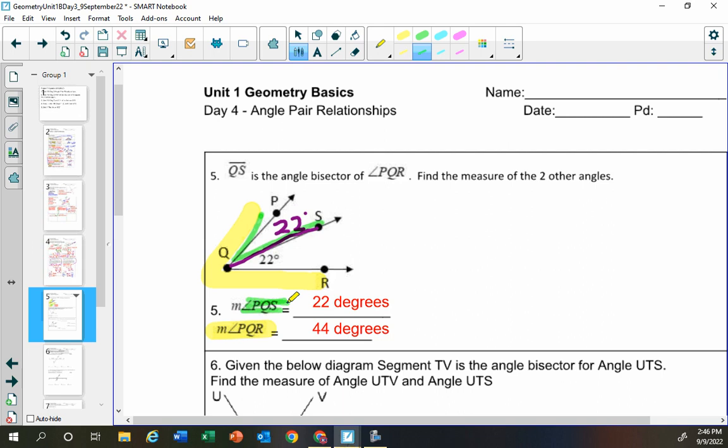On your quiz and definitely on your test, you're going to get something exactly like this one and the next one.